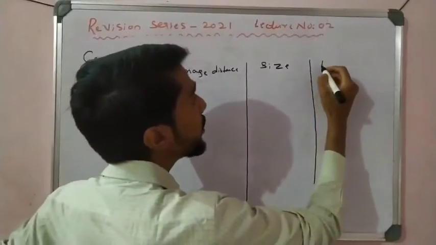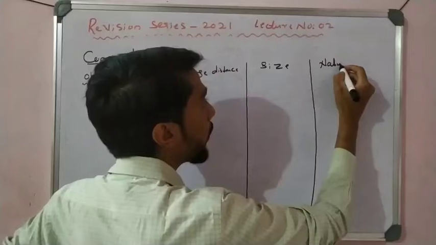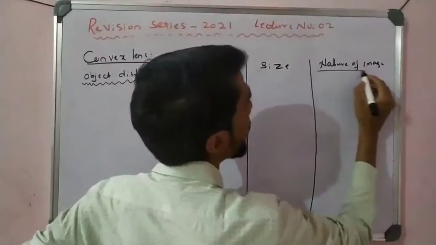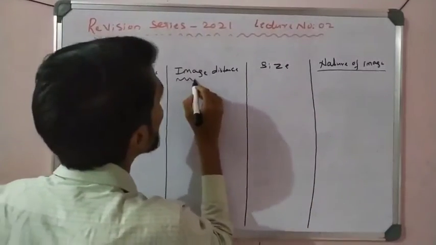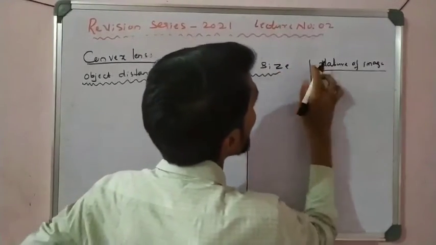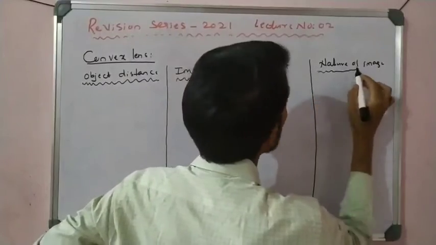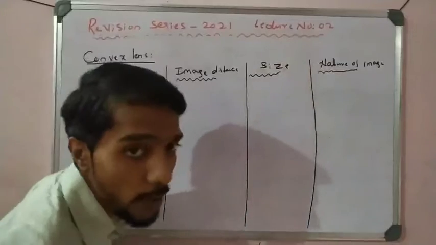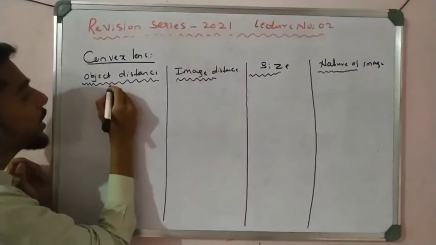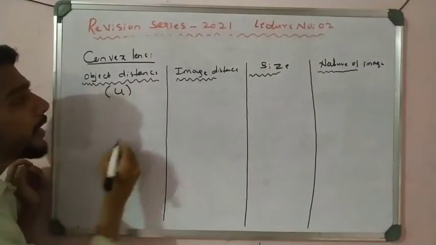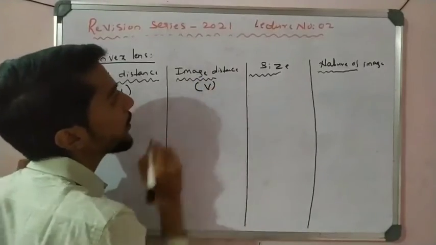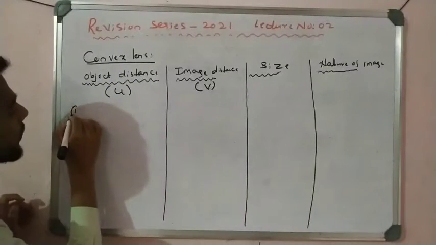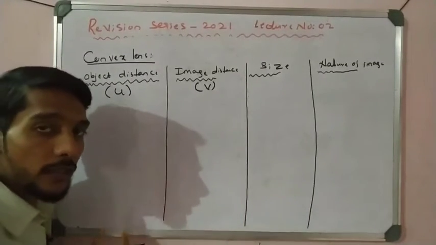Now the last one is the nature of the image. There are two natures, one is real and one is virtual. These are very important, you have to remember. These 4 conditions are very important. Examinations always ask: please write the distance, image distance, size and nature. For object distance I use the symbol u, for image distance the symbol is v. For size there is no symbol. Now students, first we take one by one all the positions, later we draw the ray diagram.